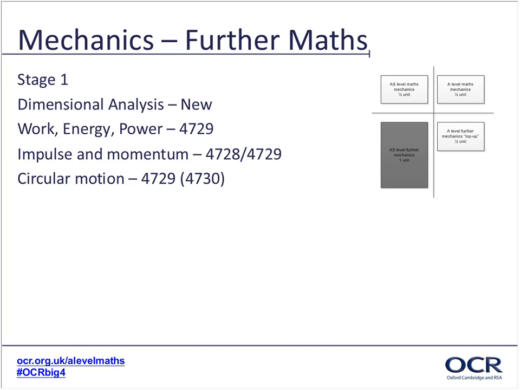So in further mechanics, this is what stage 1 looks like. We have dimensional analysis, which is new to OCR, but really a fundamental part of learning mechanics. We then have work, energy, and power, which is currently on M2, and then impulse and momentum and circular motion. So really it tidies up M1 and M2, and then leaves M3 and M4 to provide a little bit of circular motion, and then the content for the A level. So this is really just what's left of M1 and M2 on the current course.